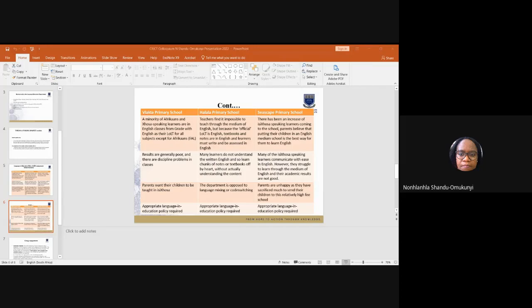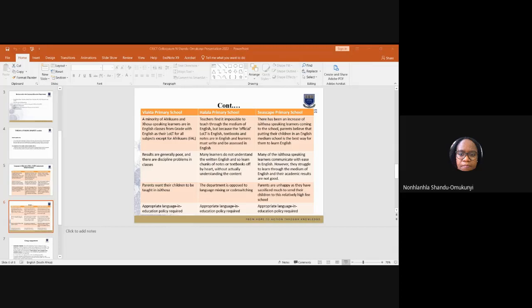Whilst in Nonhlanhla Primary, teachers find it impossible to teach through the medium of English, because the language of learning and teaching is English. Textbooks and notes are in English, and learners must write and be assessed in English. Many learners do not understand the written English, and so they learn chunks of notes or textbooks off by heart without really understanding the content. This becomes very difficult for the learners here because there's a barrier of language. And then there's CIECT Primary.